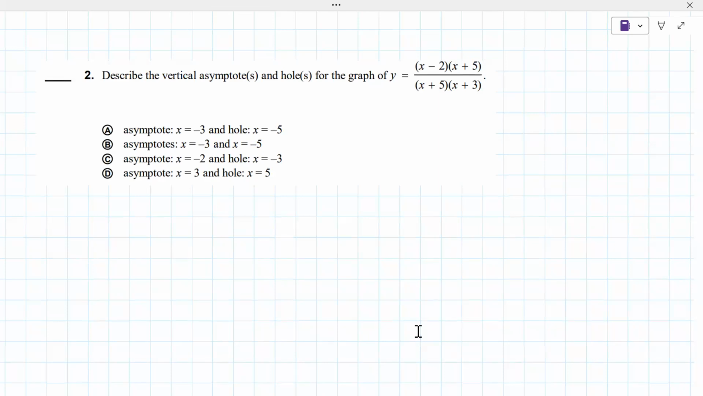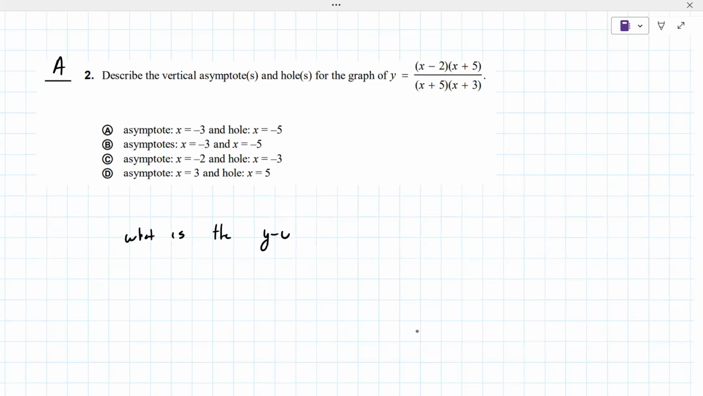Then the vertical asymptotes are at x equals -5 and x equals -3, but it can't be the same as the hole. So it would have to be A. It is A. Now, what is the y value?